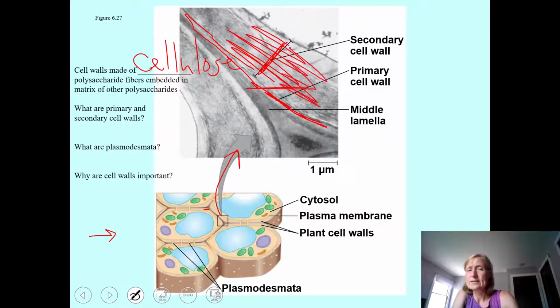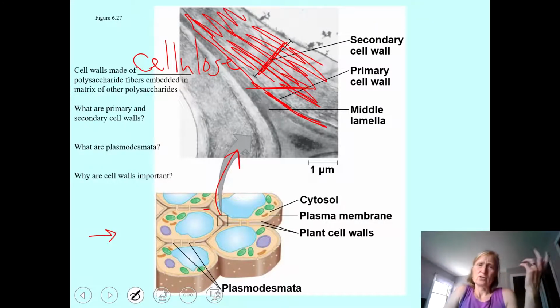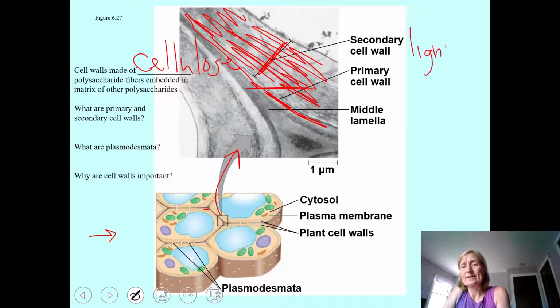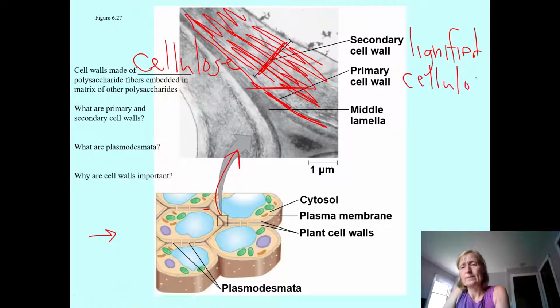Now, not all plant cells have this rigid secondary cell wall. The secondary cell wall provides a lot of strength and support, and it is made up of lignified, that means kind of solidified, lignified cellulose. Okay?